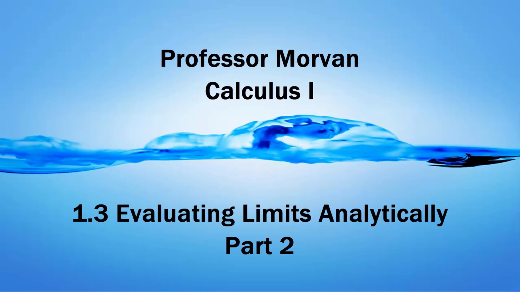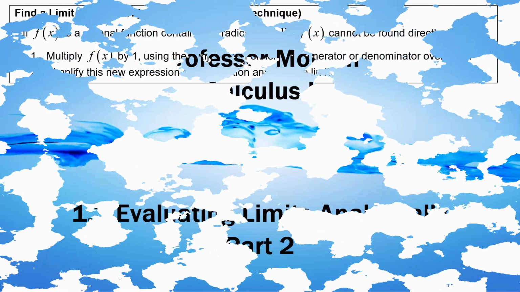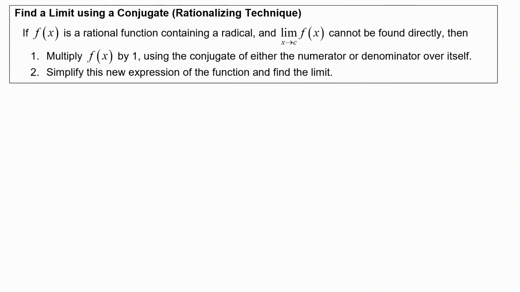In evaluating limits analytically part 2, we first learn how to find a limit using a conjugate, which we sometimes refer to as the rationalizing technique. If f of x is a rational function containing a radical, and the limit as x approaches c of f of x cannot be found directly, then multiply f of x by 1 using the conjugate of either the numerator or denominator over itself. Then simplify this new expression of the function and find the limit.